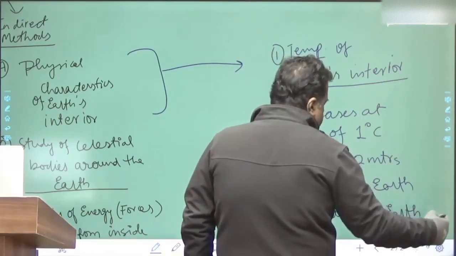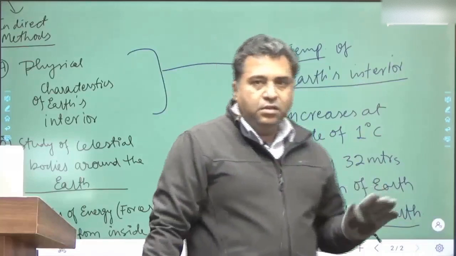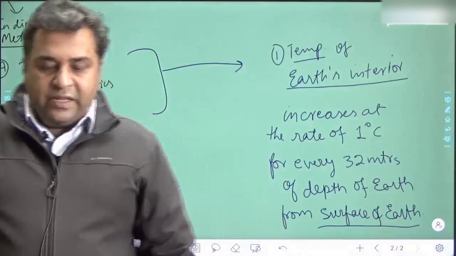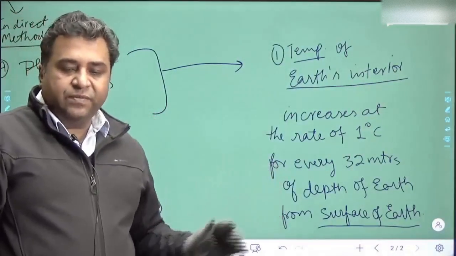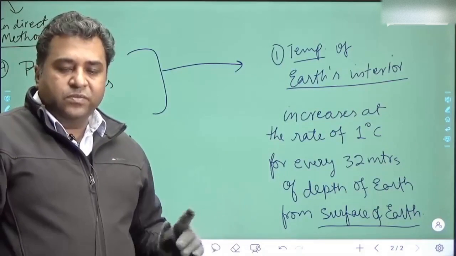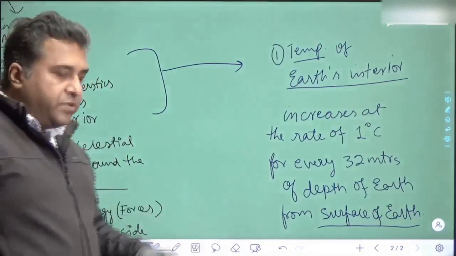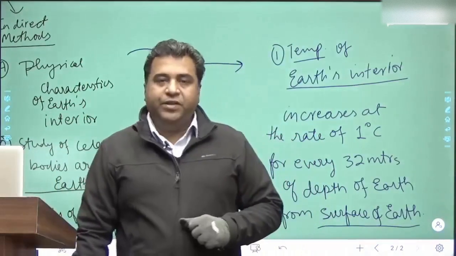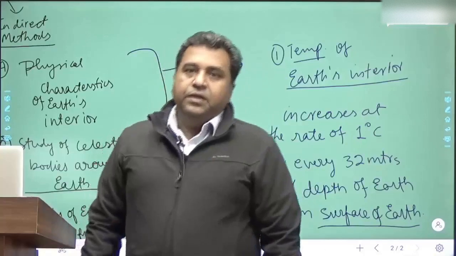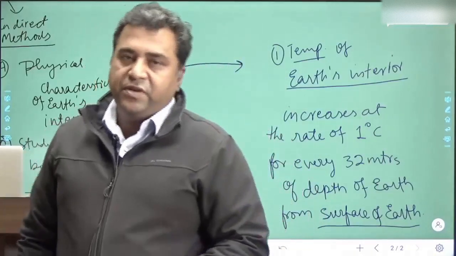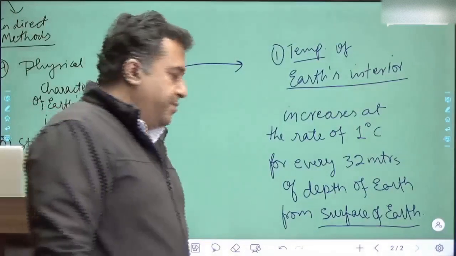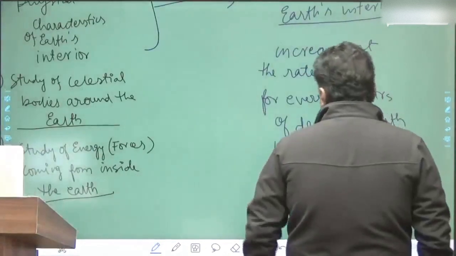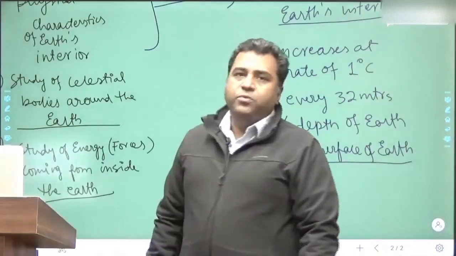And whenever we say the word surface of Earth, it always means the land, right? From the land surface, as you go down, temperature increases at the rate of 1 degree for every 32 meters of depth. So as you dig down, the temperature increases by 1 degree for every 32 meters that you dig. Okay, so is this okay? And it decreases by this rate, not up to the center of the Earth.